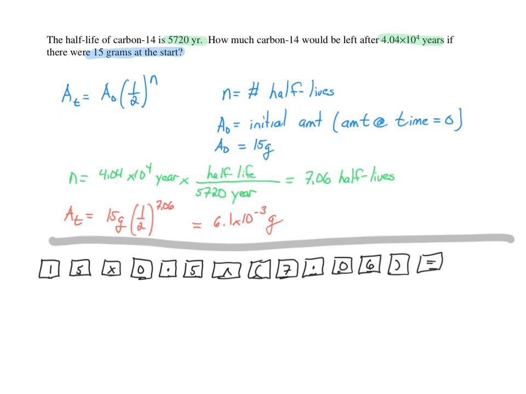Some calculator skills. We'll first get in 15 grams, and then we're going to multiply that times 1/2 raised to this power. So we can put in 0.5, and then we're going to raise it to the 7.06 power. Note that this is an open parenthesis, this is a closed parenthesis.